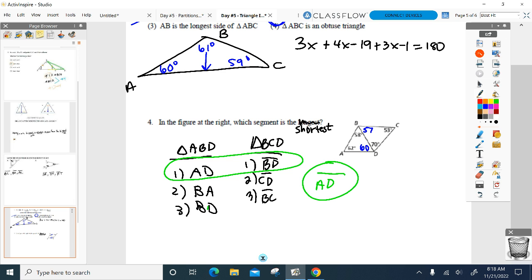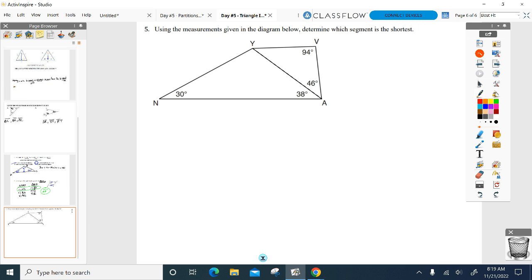All right, I need you to try one on your own, and that's number 5. You're going to determine, again, which one is the shortest. Remember, rank each triangle. And then take the shortest from each triangle and compare them. There's going to be an obvious answer. One cannot be it, and the other has to be it.